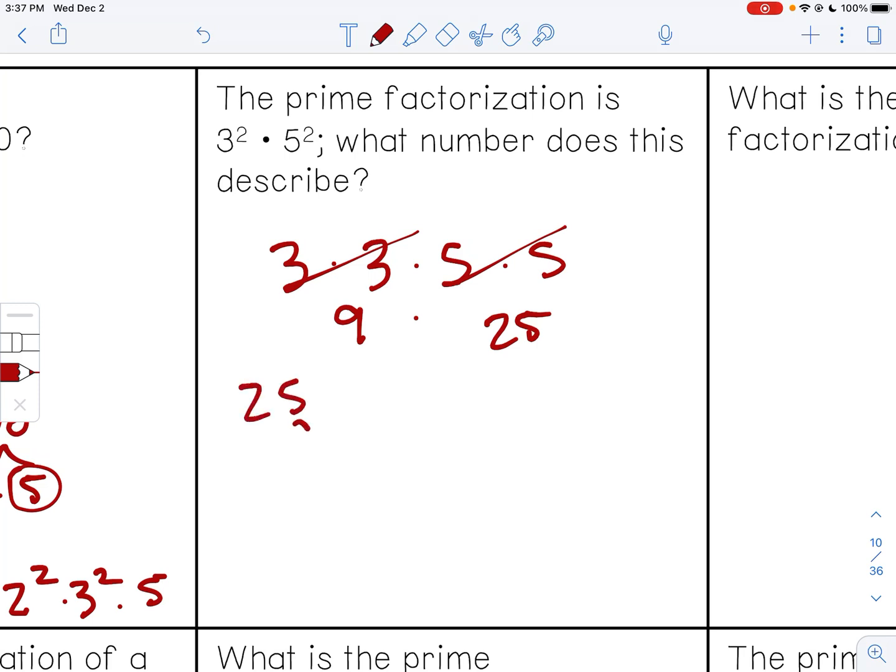So 25 times 9. 9 times 5 is 45. Carry my 4. 9 times 2 is 18. Plus 4 is 22. So my answer is 225.